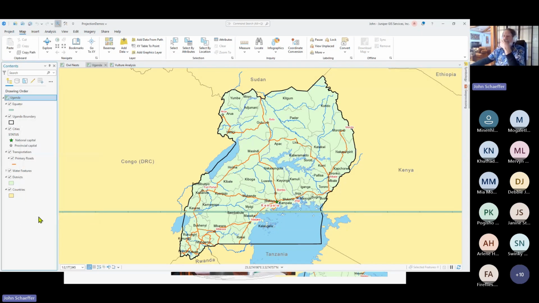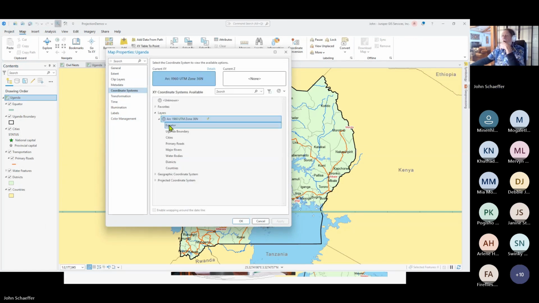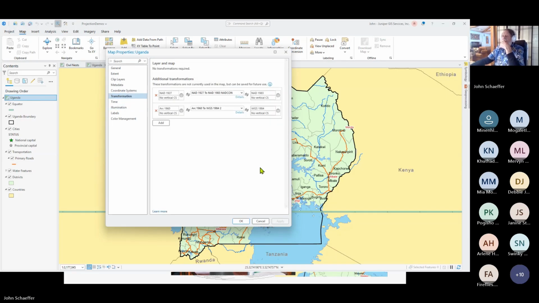So let's check some things about the data frame. Right-click Properties, and we'll go to Coordinate Systems. ARC 1960 UTM Zone 36 North. That's a pretty standard coordinate system for that area, from when I've worked in different projects there. Let's check transformations. It is showing us a transformation I set before. Let's just close it. This is ARC 1960 to WGS 1984 option 2. And again, from working in this area, I know that's the standard transformation. So everything there looks good.